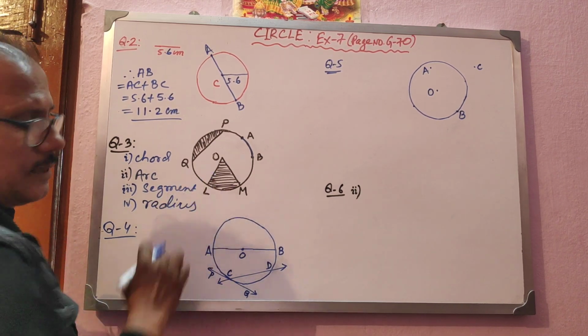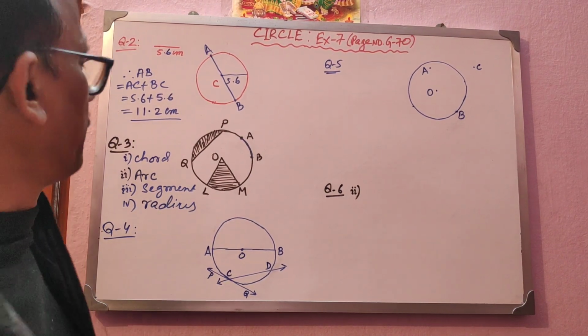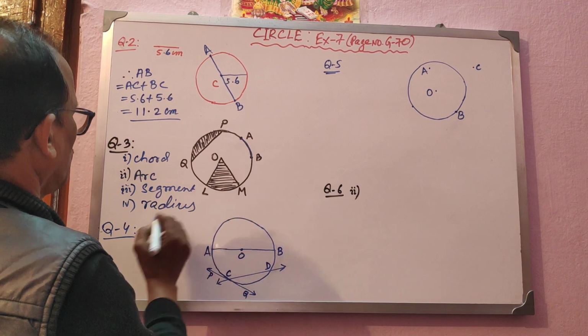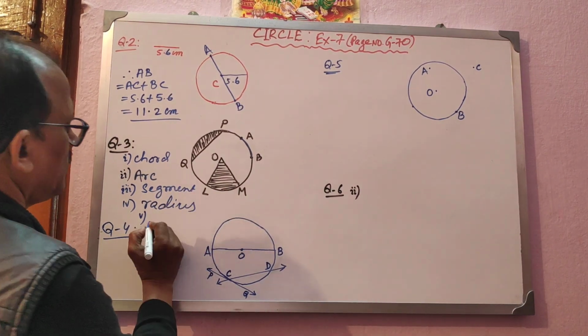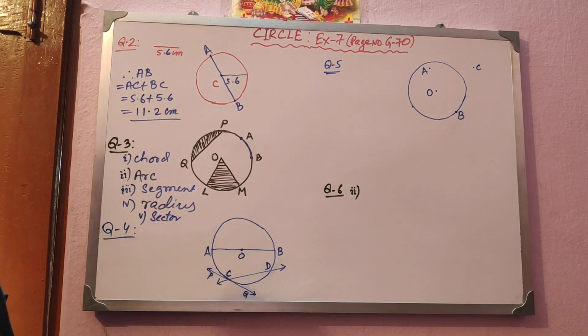And then OM and OL are radii. The shaded portion OLM will be what? This will be a sector. These are the basics of the circle. You understand all these things.